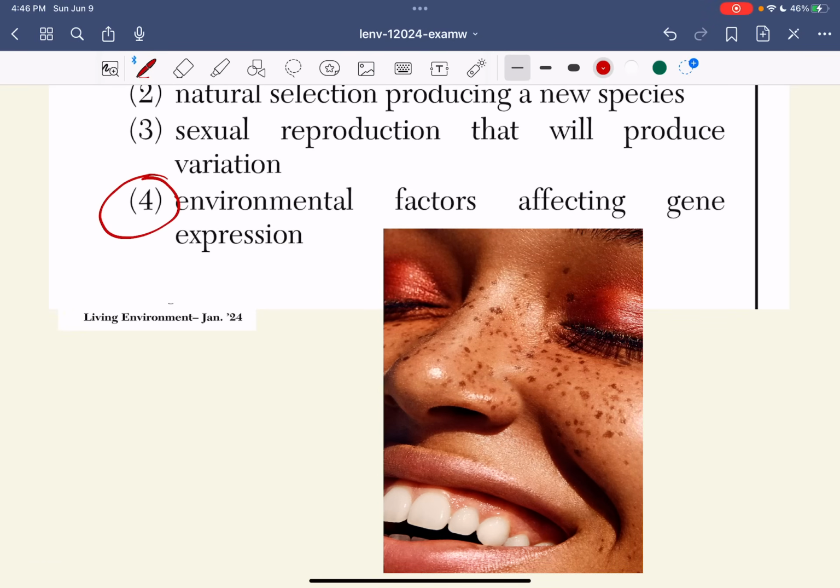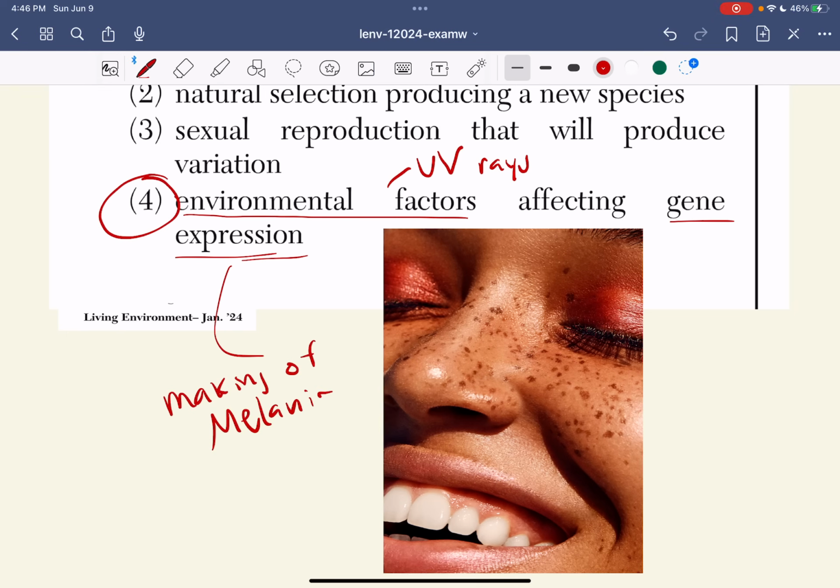Sometimes the environment can have your genes react a certain way for protection, or for whatever other reason your body is doing what it needs to do in order for the organism to survive. So for us, the environmental factor is the UV rays. The gene expression is the making of melanin.